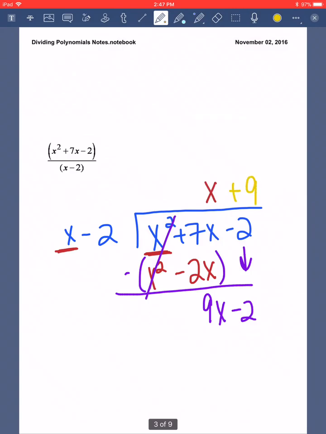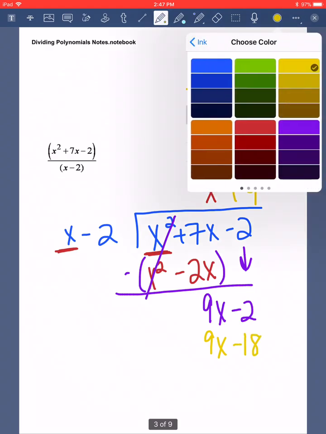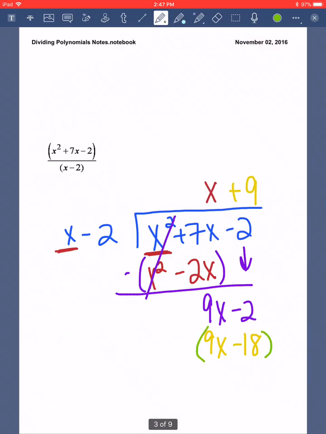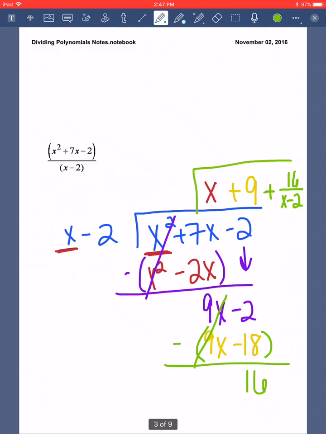So I'm going to put 9 up here. And I'm going to multiply it back out. So 9 times x is 9x. And 9 times negative 2 is negative 18. And now I'm going to subtract my second line again. So 9x minus 9x is 0x, so it's gone. And negative 2 minus negative 18 is really negative 2 plus 18, which gives us 16. I have nothing else to bring down, so 16 is going to be my remainder, and it's a positive 16, so it's going to be plus 16 over what I divided by, which is x minus 2. So there is my final answer.